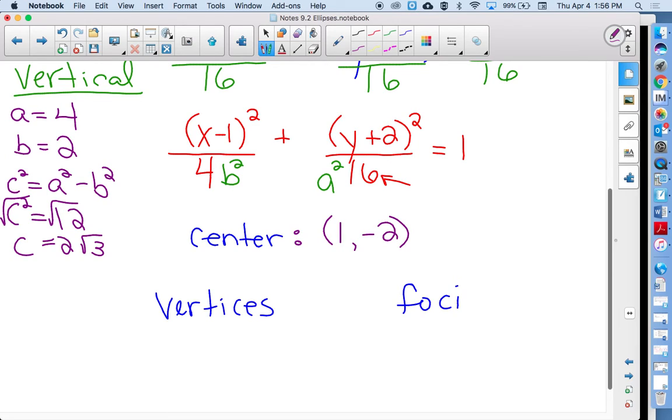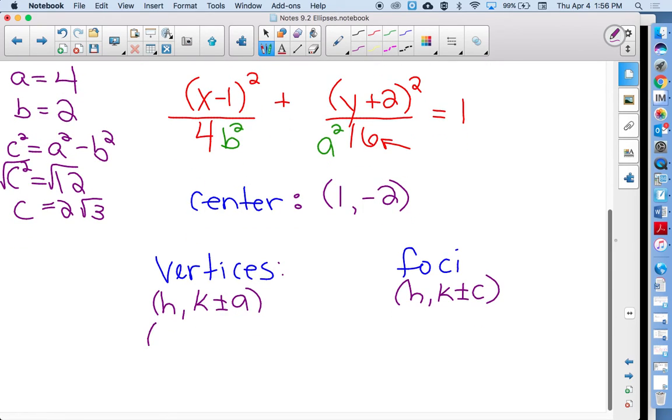So your center should be 1 and -2. To find the vertices, because it's vertical, your y value is changing. So Jenna, in theory, we are adding and subtracting 4. So one vertex should be at 1 and -6. A second vertex should be at 1 and +2. So you really are adding 4 and subtracting 4 to go above and below the center.